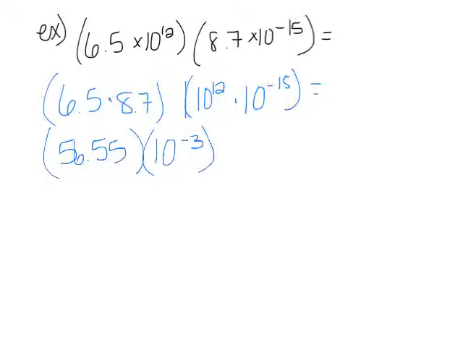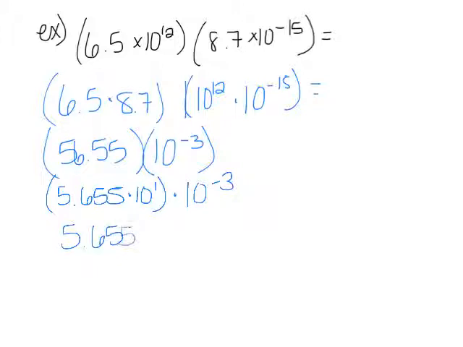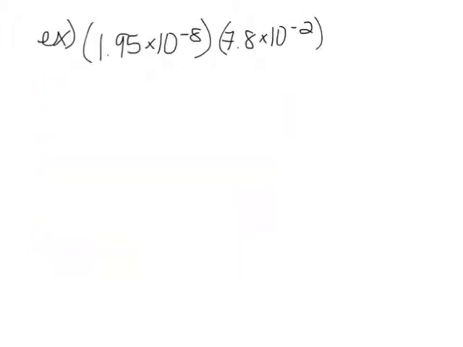And remember that I always want my larger number to be in between 1 and 10. So I'm going to get 5.655 times 10 to the first times 10 to the negative third. And when I do my product of powers, I get 5.655 times 10 to the negative second. Go ahead and pause the video and try this one on your own.